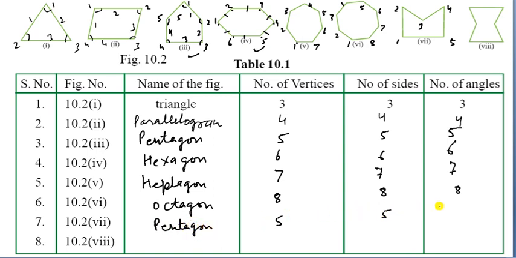5 sides and 5 angles. 5 vertices, 5 sides and 5 angles. Now the last part, that is the 8th part. So you can count here 1, 2, 3, 4, 5 and 6. So that is 6 sides, 6 angles and 6 vertices. So that one is a hexagon.